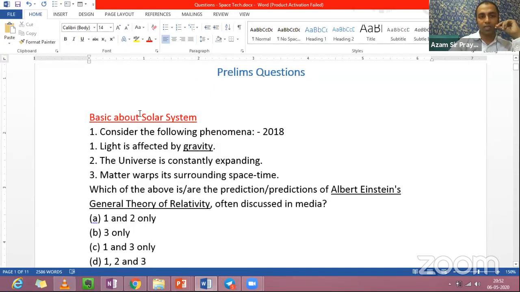If you can see the text in red color and the underlined topic, the underlined one would give you an understanding of what is a topic and what is a subtopic. So the topic is the basics about the solar system. Now, the solar system is a topic which is there in geography also, which Amrish sir is going to teach you all in the geography section. Now the solar system is also there in your space technology.